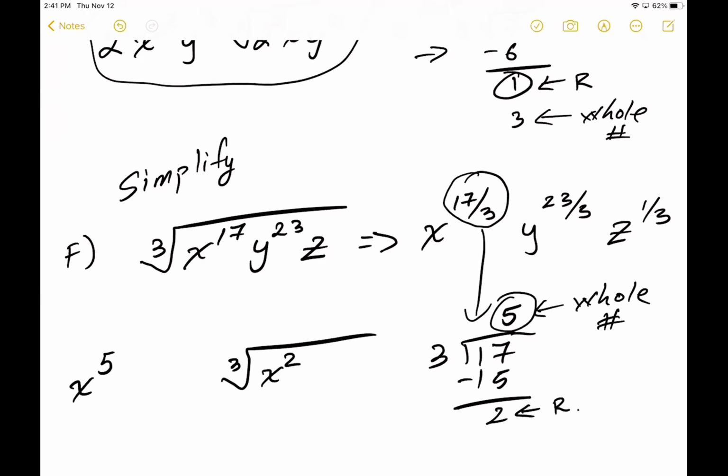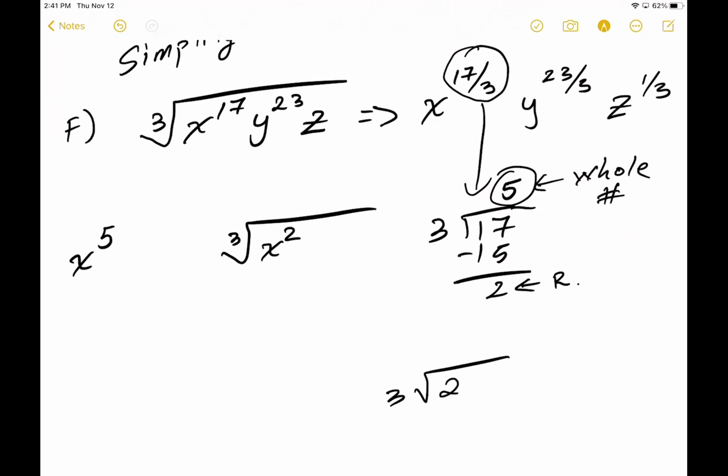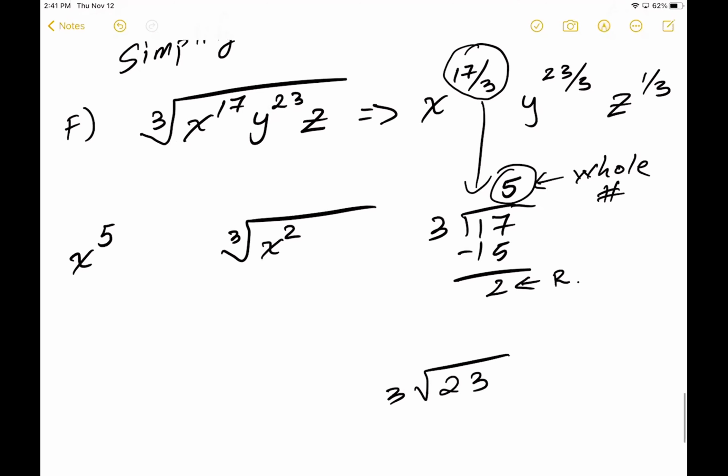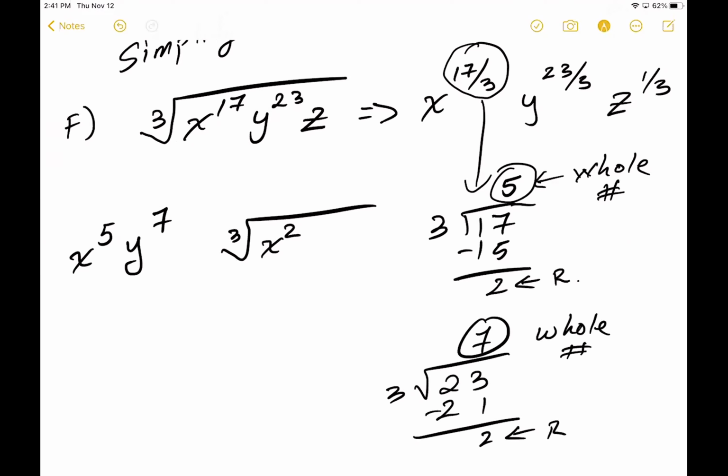What about the y? What about the y if we take 3 into 23? Well, we know that 3 going into 23 will give me 7 times. And in this case, we have a remainder, once again, of 2, and the whole number of 7. Meaning, how many y can you bring to the outside? Well, the whole number tells me that I can bring y to the 7th power, and the remainder tells me that I have a remainder of 2, which is the exponent on the inside.